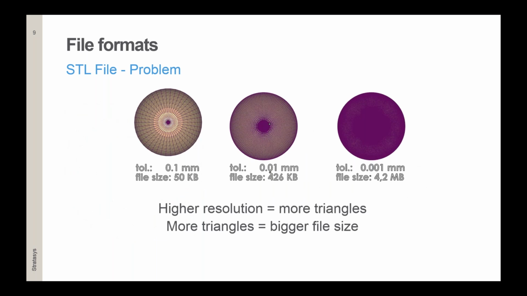Another problem is that as you try to get better quality out of the file, you will reduce that tolerance, or in other words, you will increase the resolution, which will increase the number of triangles and also increase the file size. So if you have scan models, for example, they usually have a very high number of triangles and a huge file size, which also results in high resource consumption of your PC or laptop.